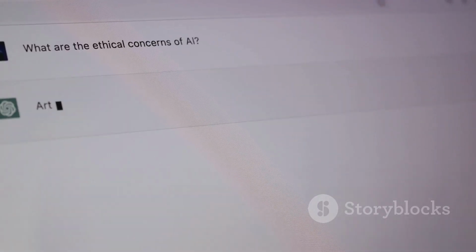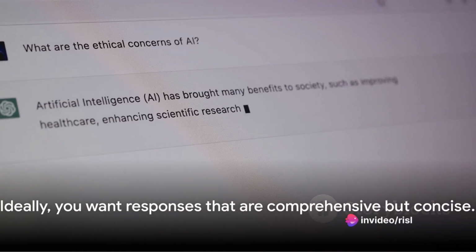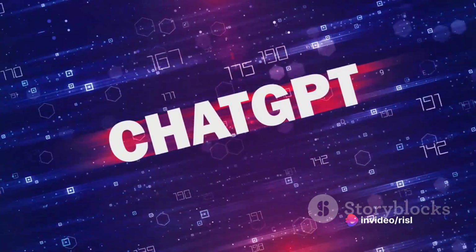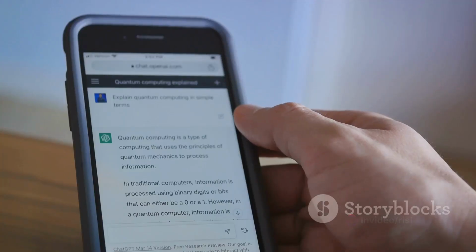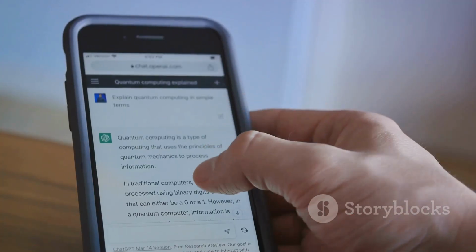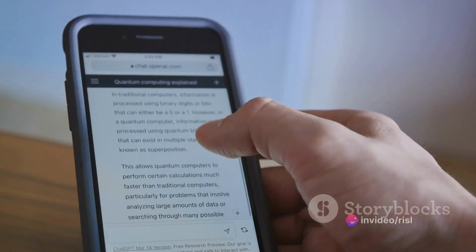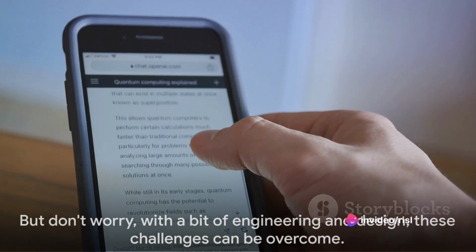And then there's response length. Ideally, you want responses that are comprehensive but concise. Too short, and you risk leaving out important information. Too long, and you risk overwhelming the user with information. But don't worry, with a bit of engineering and design, these challenges can be overcome. Stay tuned to learn how.